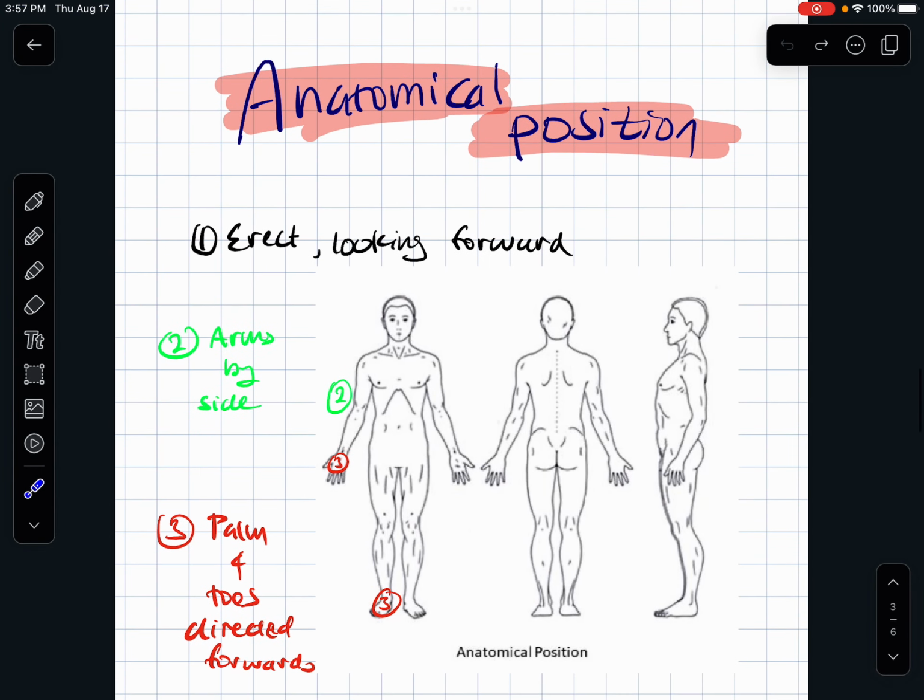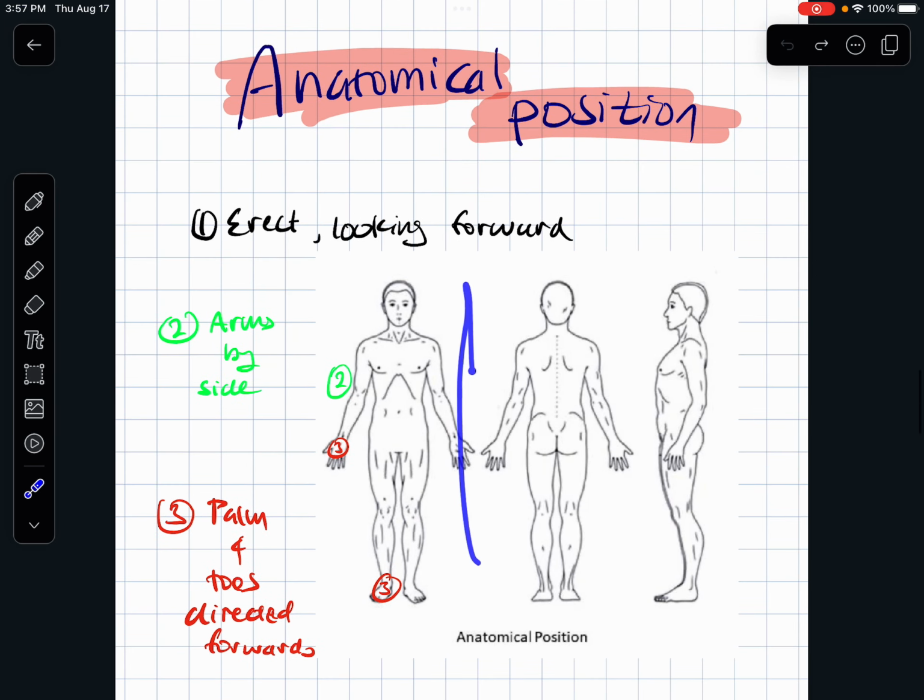So this is the classic anatomical position. Notice how the model is standing erect, looking forward. The arms are by the sides, and the palms and the toes are directed forwards. So why is this anatomical position so important? Well, the anatomical position is a standardized reference posture used in medicine. The key word being standardized, as in the same for everyone.